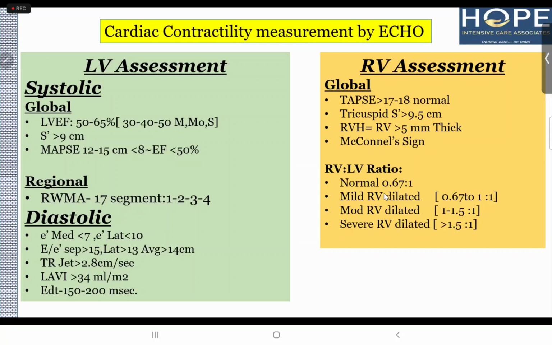The RV to LV ratio is helpful. RV around 0.6 to 1 of the LV. If it is beyond 0.6 up to 1, it is mildly dilated, up to 1.5 is moderately dilated, and more than 1.5 times the LV is severely dilated. And that's how you will judge how dilated the right ventricle is. And here diastolic dysfunction can be studied.